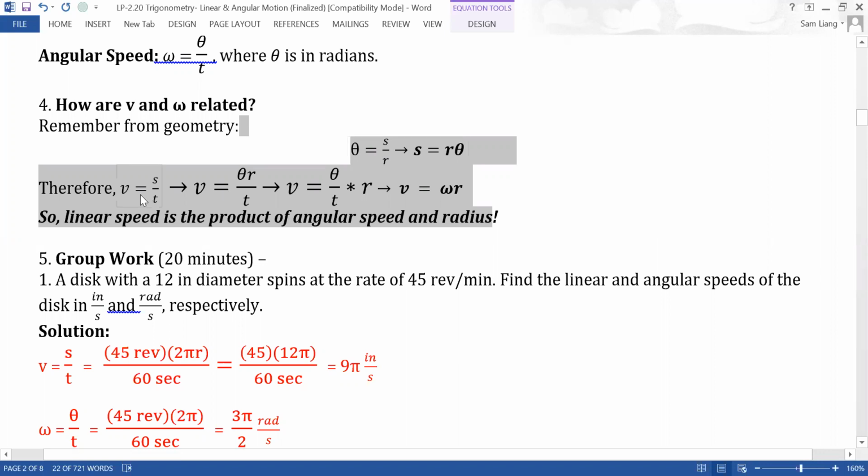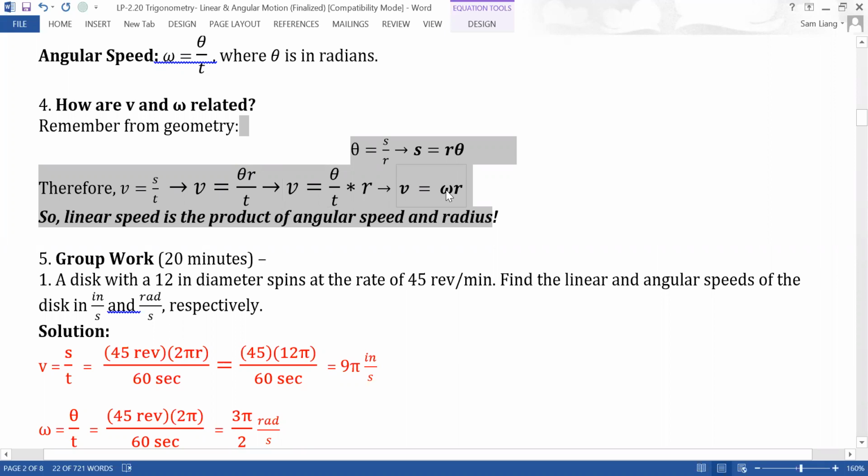So we're going to use the linear speed formula, V equals S over T. And then if you substitute R theta for S, you get V equals R theta over T. Then if you separate theta over T and R, you can see this as theta over T times R. But we know that theta over T is the same thing as omega, as we see here. So instead of writing theta over T, we replace that with omega, which means that the linear speed is the angular speed times the radius.